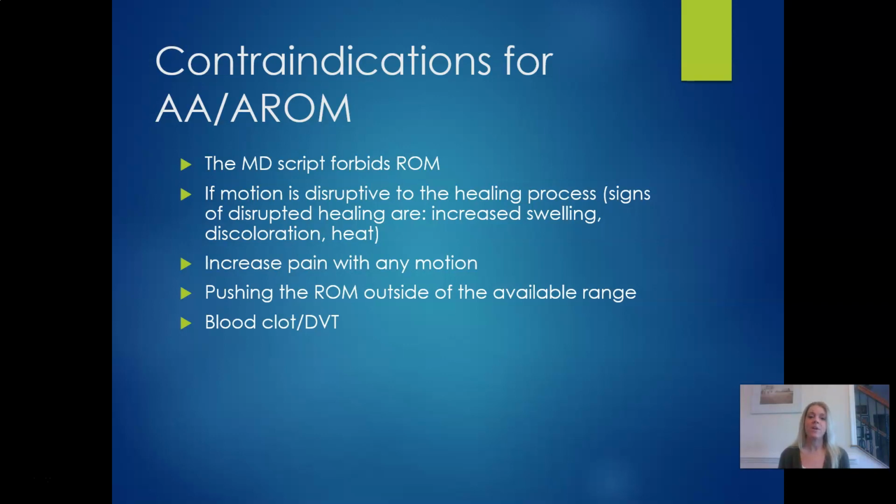So some signs of disruption would be increased swelling, discoloration, mostly redness, and heat. If any motion increases pain, we typically are not striving to increase pain when performing range of motion. Pushing outside the available range, because again, that then becomes stretching and not just range of motion. And if they have a blood clot or DVT, again, typically until that's medically managed, until they're anticoagulated, we're not going to be doing a whole lot with them in therapy.